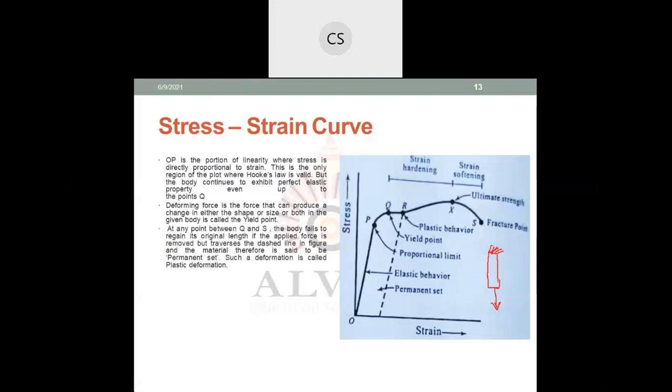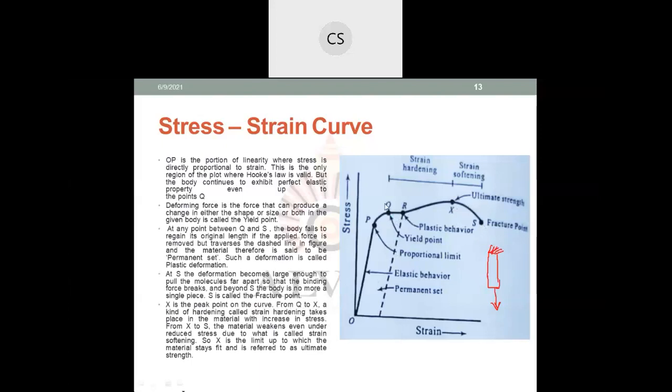Q to S. The body will fail at point S. Of course, whatever is inside the dotted line, I already told, is permanent deformation, that is the permanent set. Even if you remove the stress somewhere at X, the body will regain, but only come to this point, not a complete regain. So point S is the fracture.